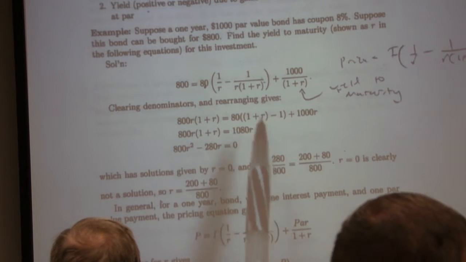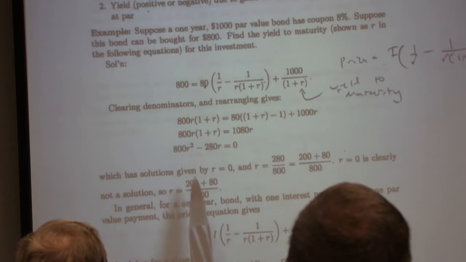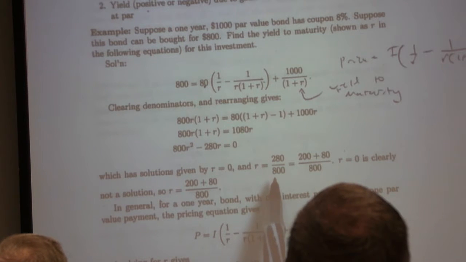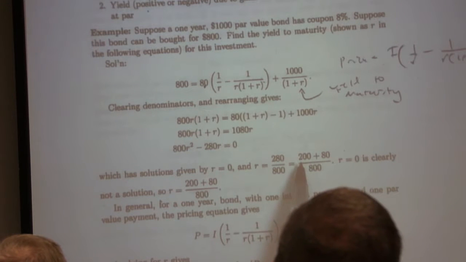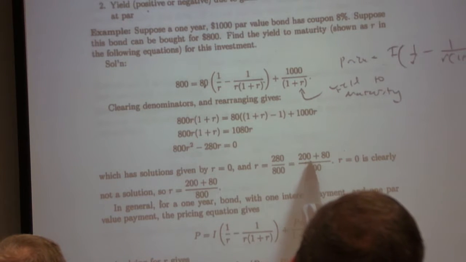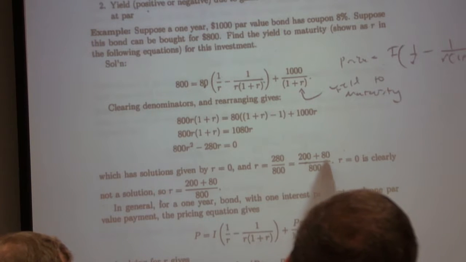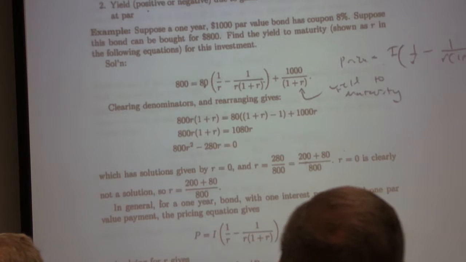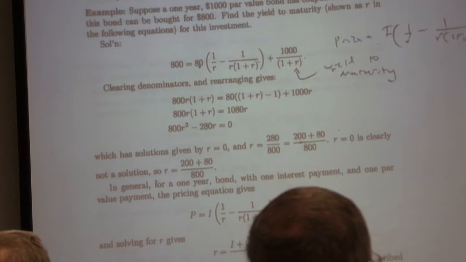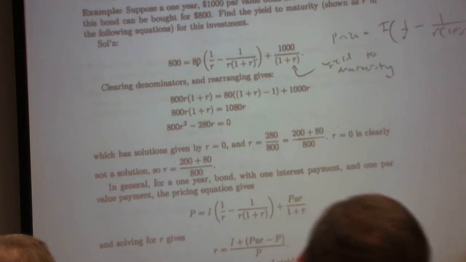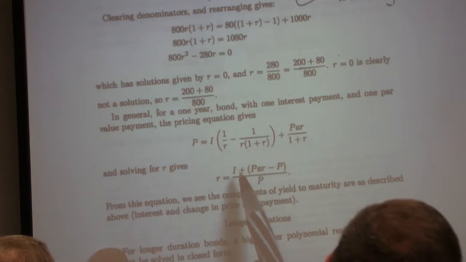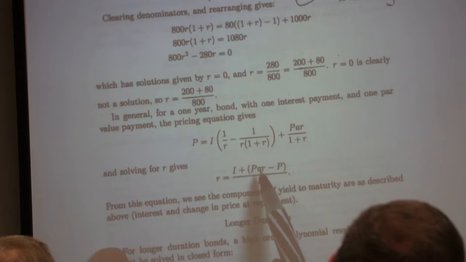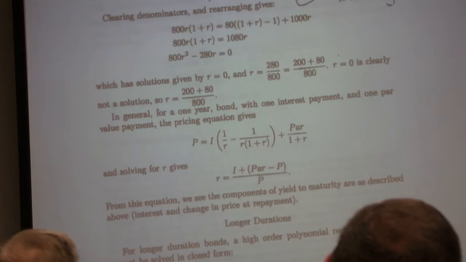In this very special example, we can actually solve it algebraically. We clear denominators, rearrange some stuff, and then we get R equal to 280 over 800, which is better to think of as 200 plus 80 over 800, right? What this represents is you've got $200 in gains from the 800 that you paid to the $1,000 that you get back, and you also get $80 in gains from the interest. That should increase if you would get more years in. That's right. So in this very special case for a 1-year bond, we have this equation right here: the interest that we make plus the difference between the par value and the price that we paid, divided by the price we paid.